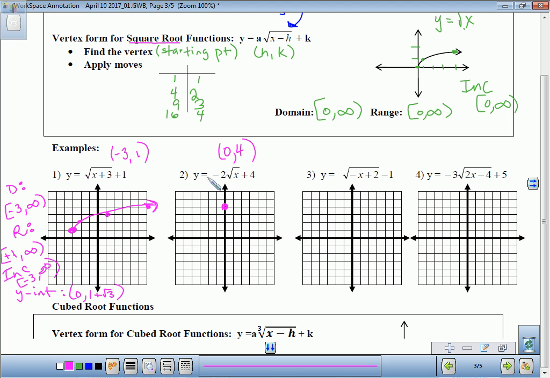Now, this has a -2 out in front, so these y values get multiplied by -2. That's going to cause a reflection, so it's going to go down, and it's going to be stretched. So instead of over 1 up 1, we're going to go over 1 and down 2. Instead of over 4 up 2, we're going to go over 4 and down 4. And that's all that'll fit on the graph.